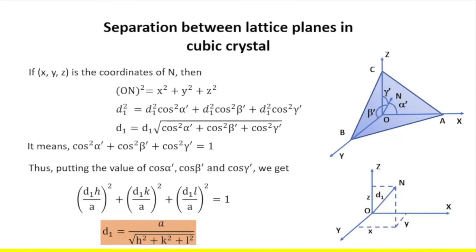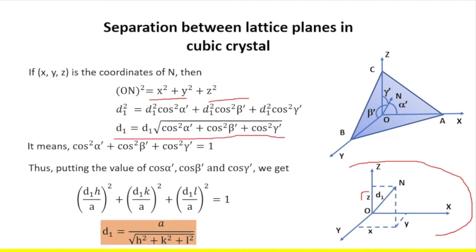From the figure here, we have ON square equal to x square plus y square plus z square, and we put in the values of x, y and z. So from here you can see z is equal to d1 cos gamma dash. Similarly, x is d1 cos alpha dash and y is d1 cos beta dash. So putting all these values in, we get this equation.